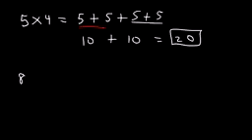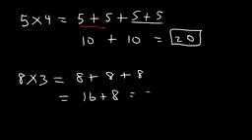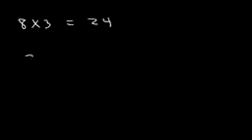So if you want to multiply 8 times 3, basically you're adding 8 3 times. 8 plus 8 is 16. 16 plus 8 is 24. Division is the opposite of multiplication. For example, we said that 8 times 3 is 24. Therefore, 24 divided by 3 is 8.